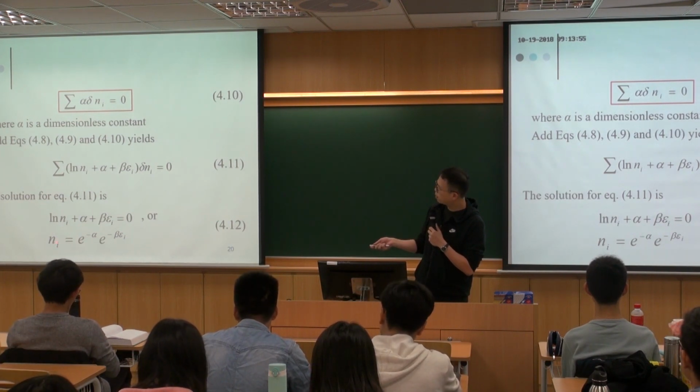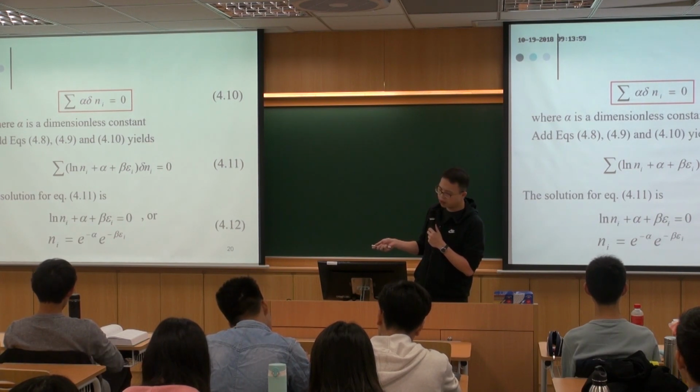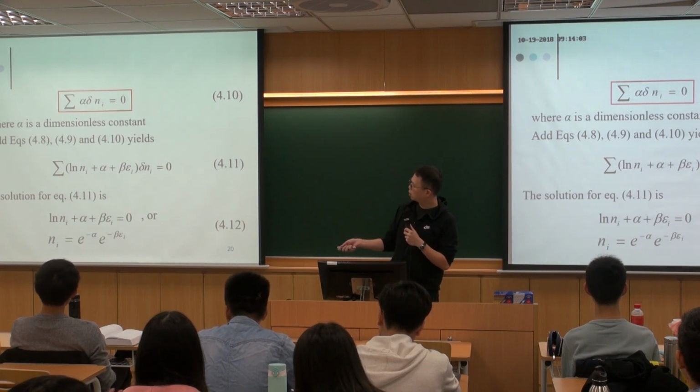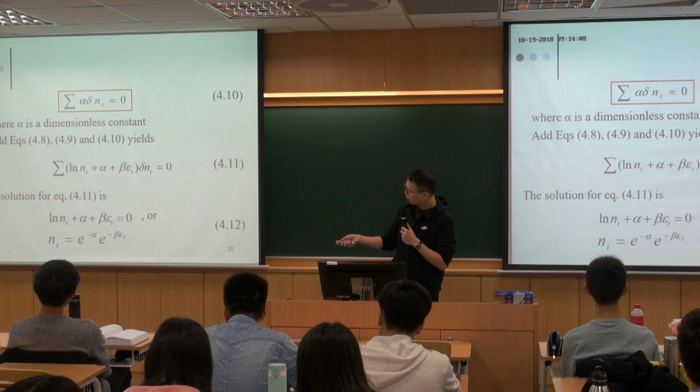So by solving that, eventually we arrive at the expression for the number of particles at a certain energy level, which is proportional to exponential minus beta epsilon i. Therefore, the higher the energy, the smaller the number of particles occupying that energy state. And of course, we have a constant in front of it.